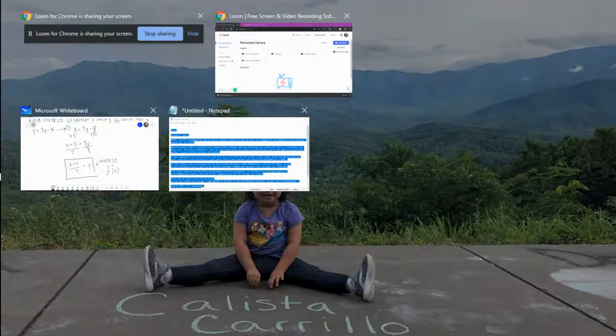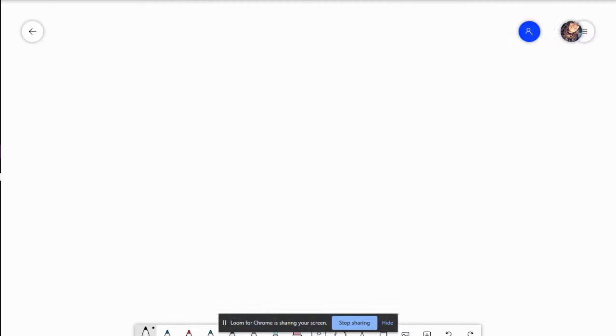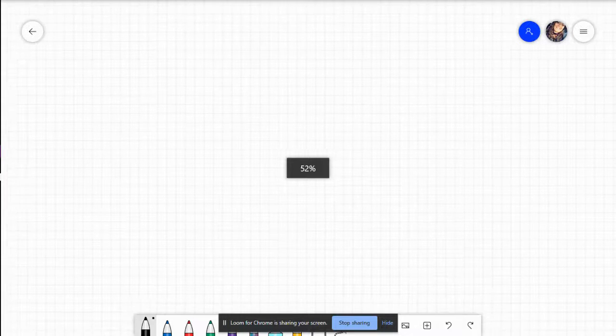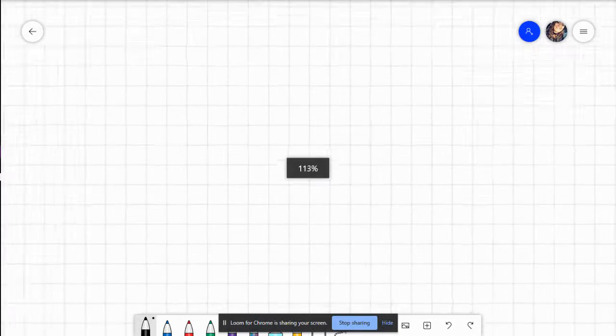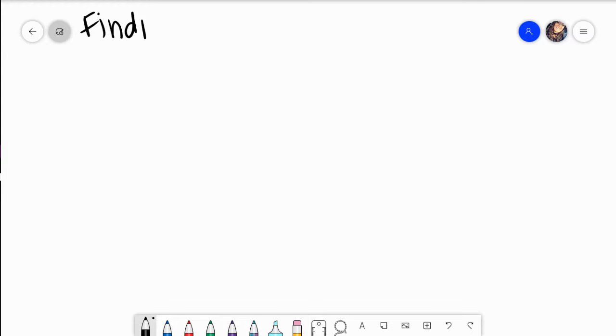Okay. Hey y'all, we are going to do another example of finding an inverse. So let me do this. We're still finding an inverse here, okay?